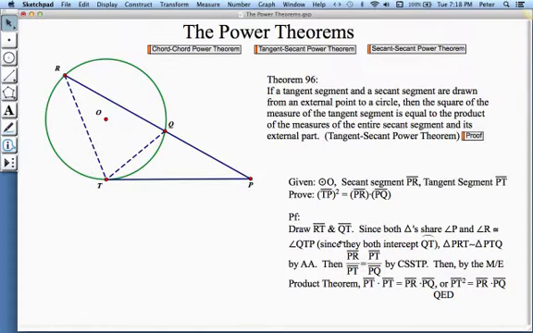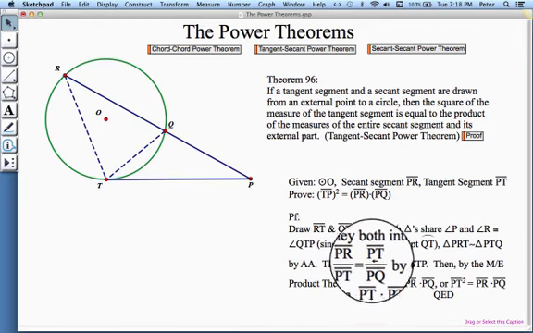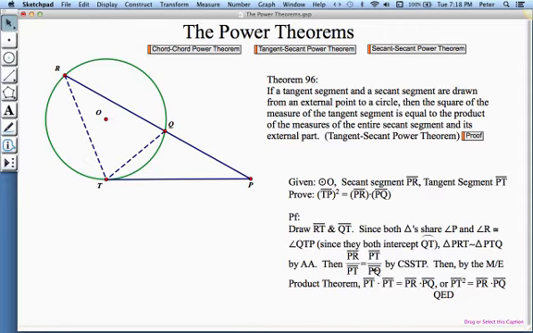Therefore, the triangles are similar by angle, and I can set up this proportion. PR over PT equals PT over PQ. Multiplying that out, I get the desired result that PT squared equals PR times PQ.